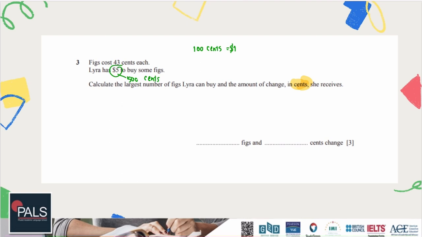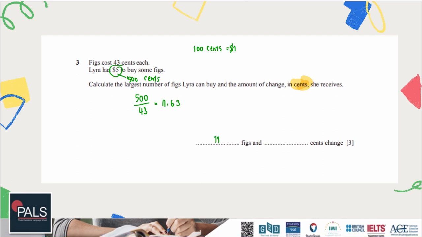If you want to know the number, we divide them, right? It's 500 divided by the cost of each one, which is 43. 500 divided by 43 is 11.63. So what does it mean? It means Layla has money enough to buy just 11 figs, right?